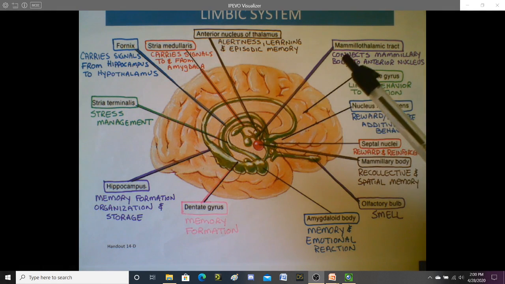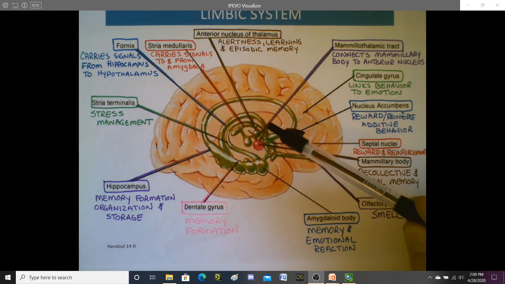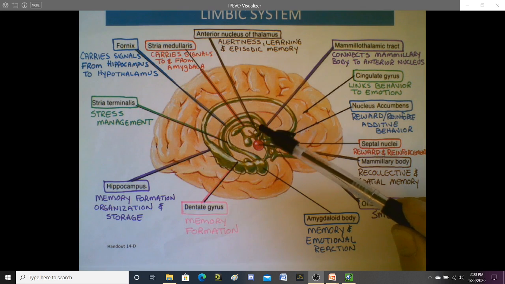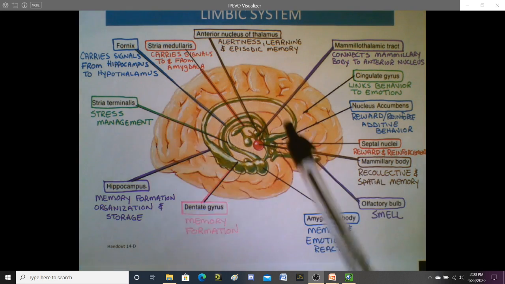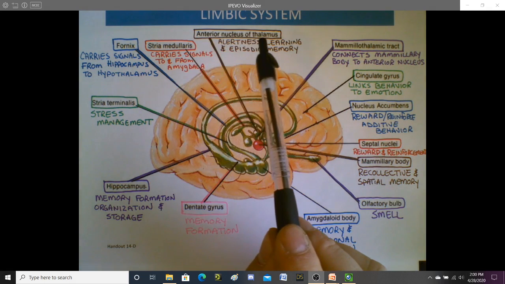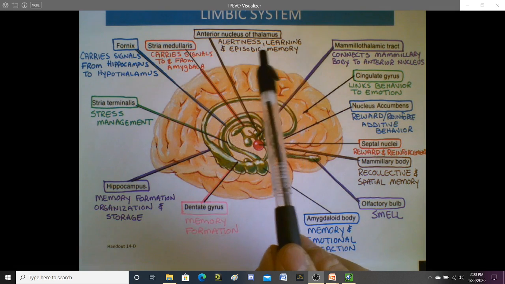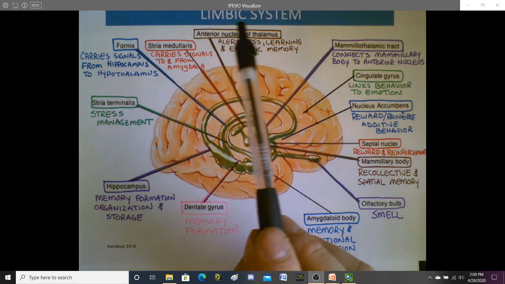Above that, we have the Mammillothalamic Tract. The Mammillothalamic Tract is going to connect the mammillary body to our anterior nucleus. So it's just a transport system from the mammillary body to our anterior nucleus. And the anterior nucleus is going to be involved in working with alertness, learning, and episodic memory.